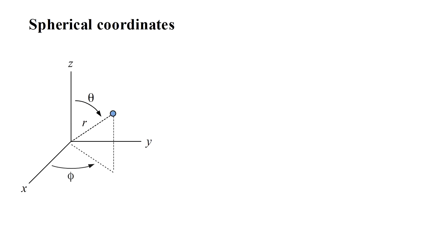The Schwarzschild solution is best expressed in spherical coordinates. For a point with given x, y, and z coordinates, we draw a line from the origin to the point. The length is the r coordinate, and the angle between the line and the z-axis is the theta coordinate. The angle between the x-axis and the projection of that line into the xy plane is the phi coordinate.